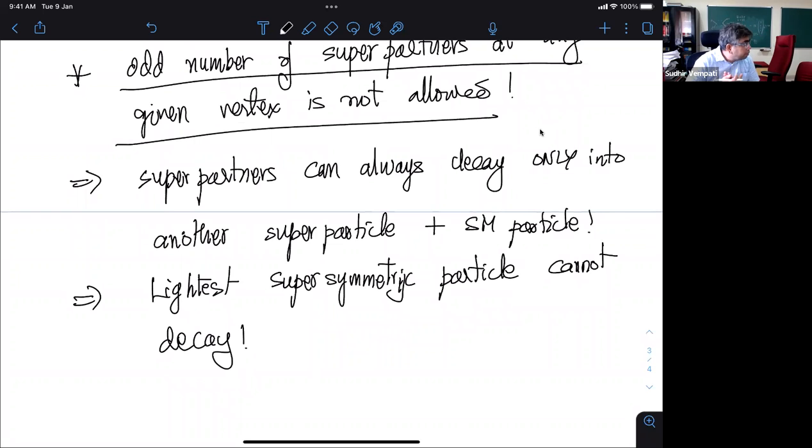Now, like I said, all this is true, again, I keep saying this, only at the renormalizable level. Renormalizable level in the sense that if you allow for non-renormalizable operators, meaning dimension 6, dimension 7, R parity violating operators are allowed. Okay, all this is true. This is the caveat.